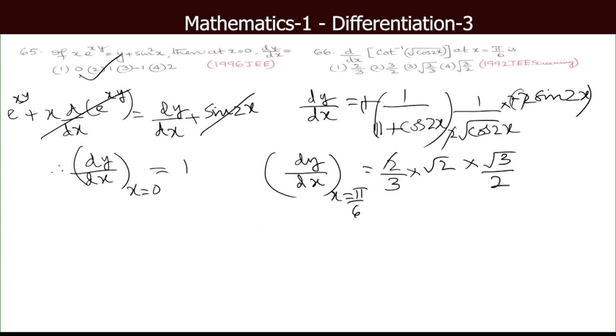So, 2 and 2 can be cancelled. So, root 3 by 3 is root 3. So, square root of 2 by 3. Square root of 2 by 3, which is the third option, not difficult.